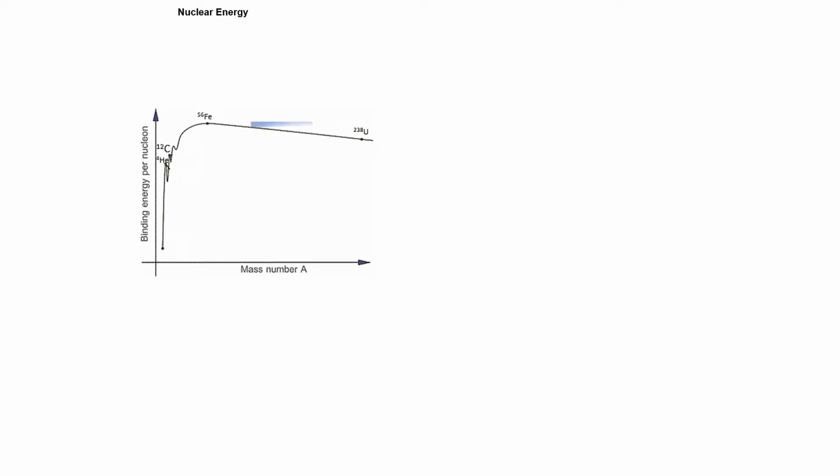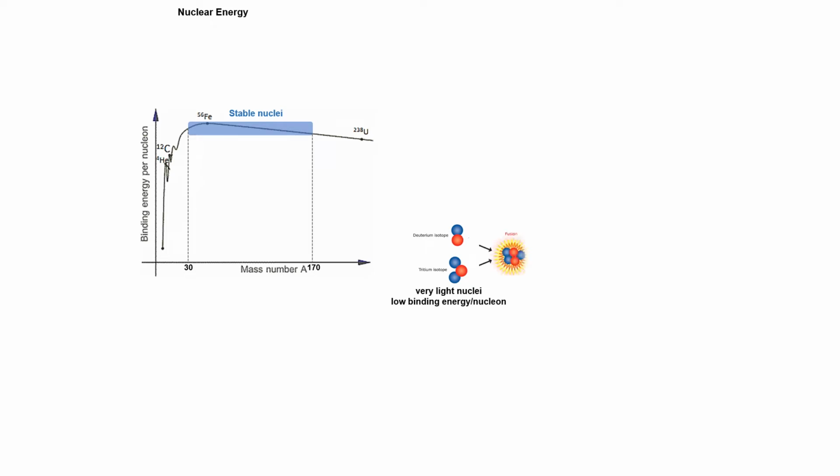The graph has a flat intermediate region extending between A equals 30 and A equals 170. In this region, the binding energy per nucleon is almost constant, and they are stable. When the mass number is less than 30, we have the region of lighter nuclei, and the very light nuclei have low binding energies. So, very light nuclei can combine to form heavier atoms with larger binding energy.